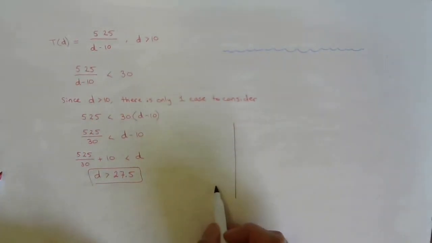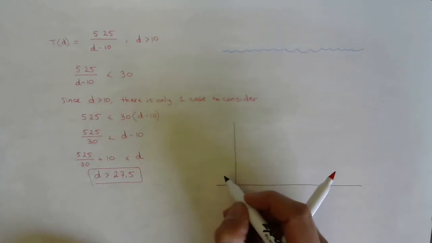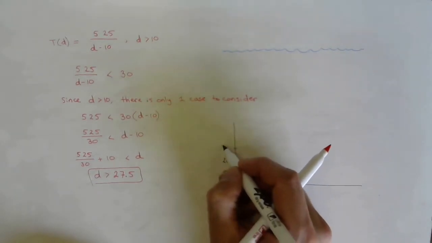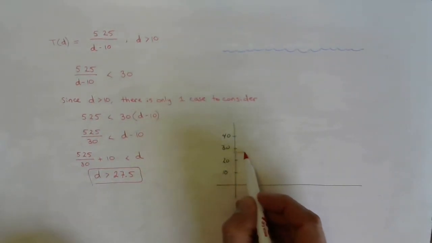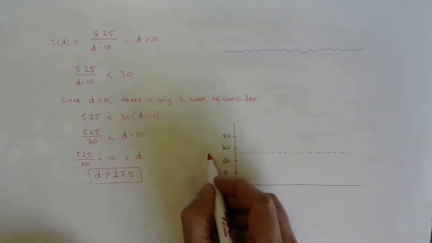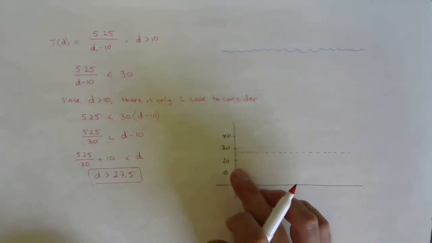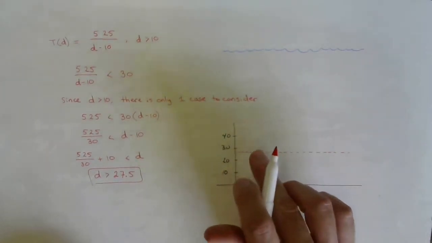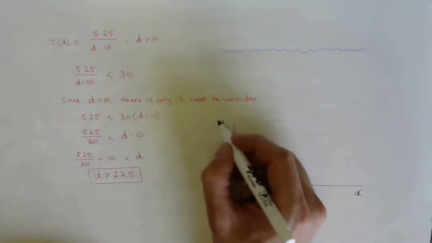So on your graph, if you've got 10, 20, 30, 40, we're looking for all of the places where this curve is above the line D is greater than, no, this is, yeah, sorry, T is 30. I did that wrong. We're down here for our D, because D is independent. T is dependent.